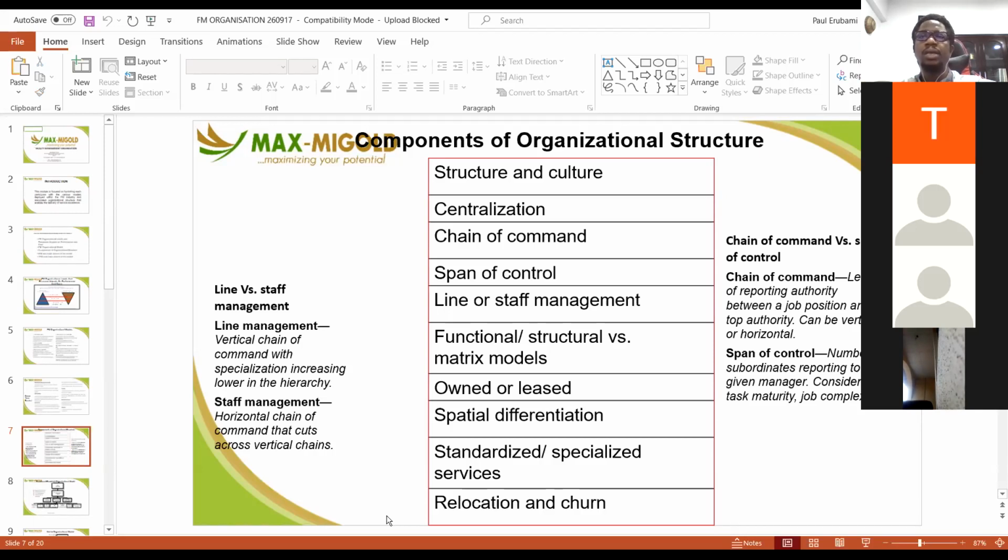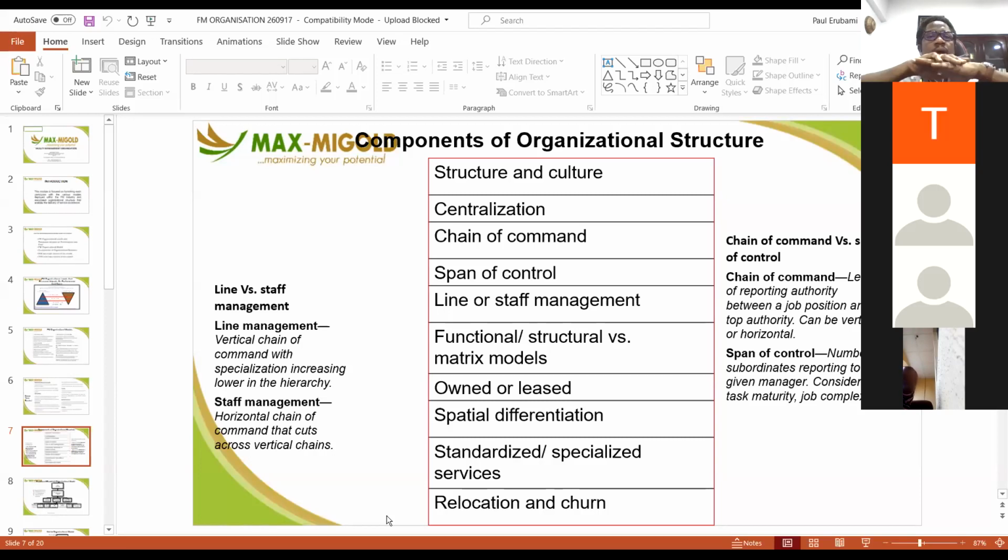Chain of command is the levels of reporting authority between a job position and top authority, often vertical. It can be horizontal or vertical, but chain of command is often vertical. So you have the top authority like the MD, and then you have a GM reporting to him, and you have managers reporting to the GM, and then you have supervisors, coordinators reporting to the managers. Those are what we call a chain of command, right?